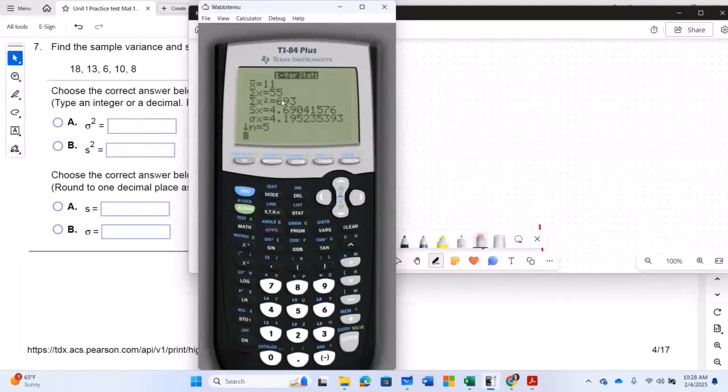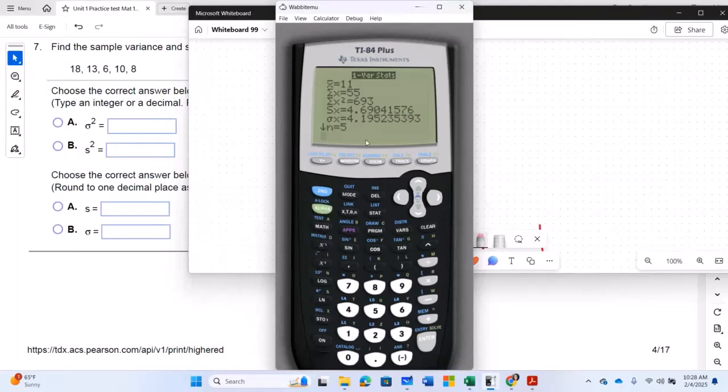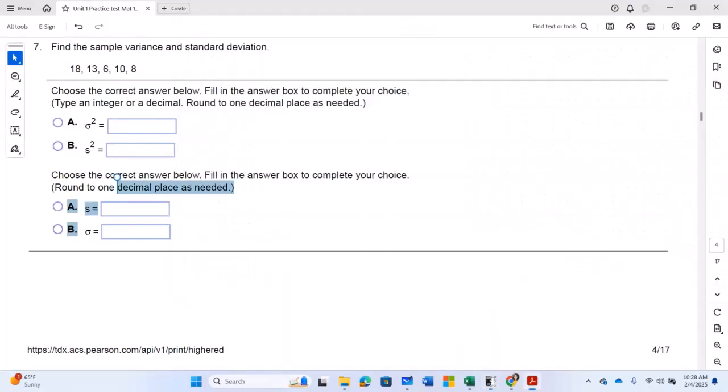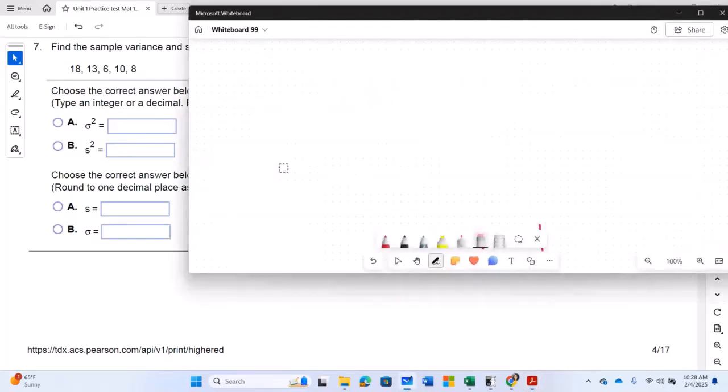I'm not asked about the sample mean, so I will not worry about it, but I'm told to find the sample standard deviation. The sample standard deviation to 2 decimal places is 4.7 approximately. So I'm just going to put 4.7 in the sample standard deviation here. Sample standard deviation is 4.7.